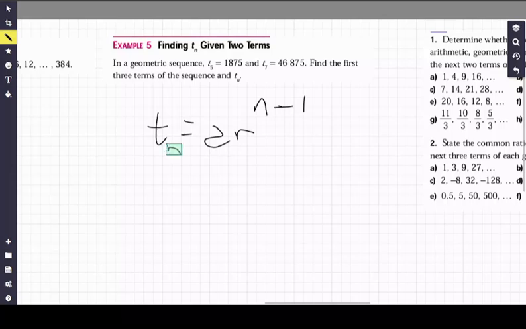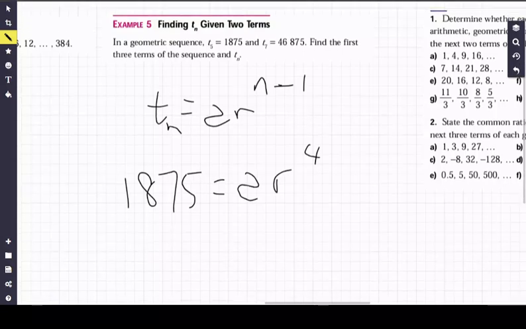So Tn equals that. So we know T5. So T5 is equal to 1875. So we can go ahead and plug in everything that we know. So the fifth term, 1875, this is the T5. And then A we don't know, unfortunately. And R we don't know. But we do know the exponent though. That's 5 minus 1, that's 4.